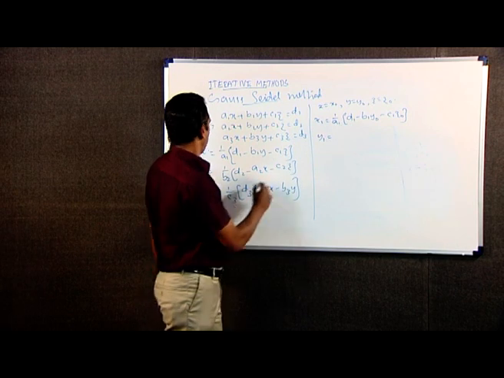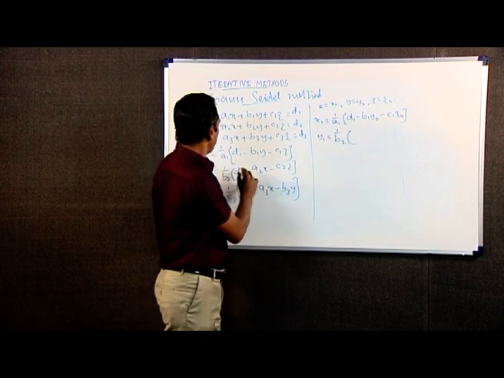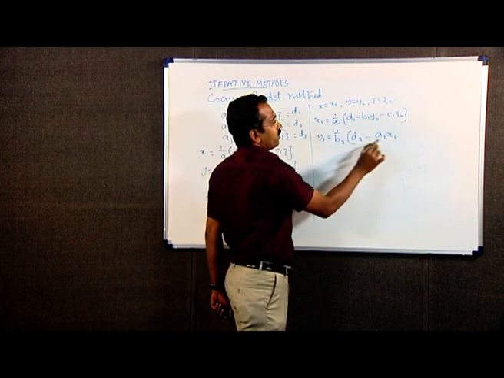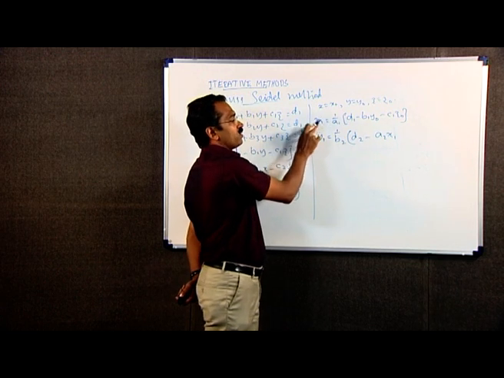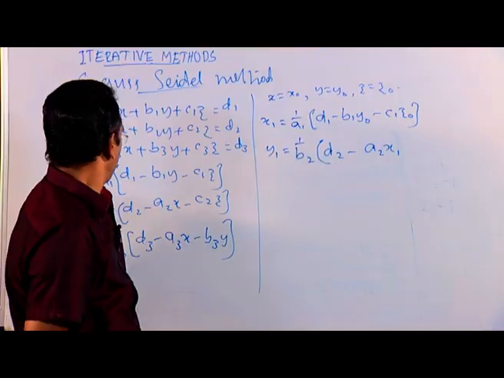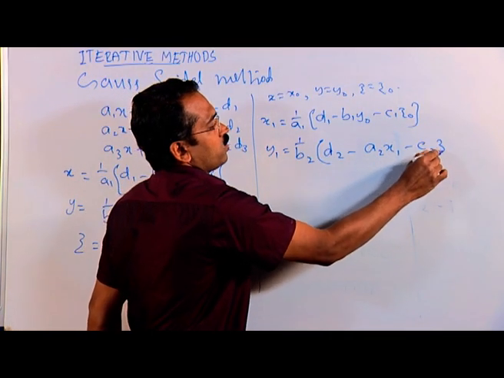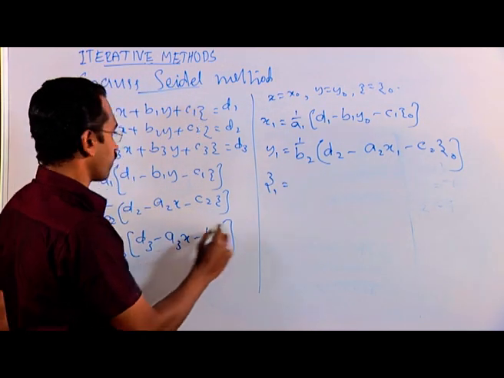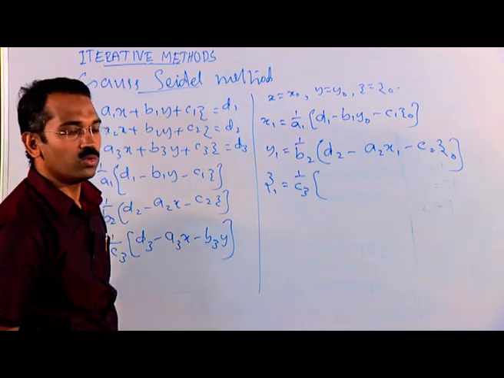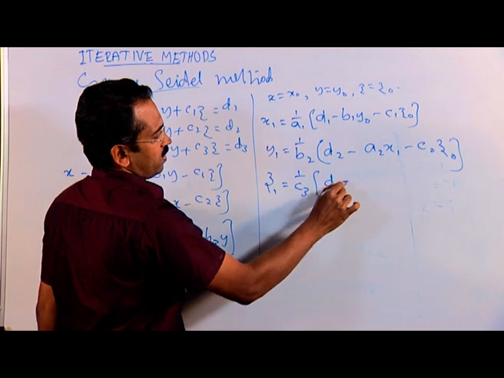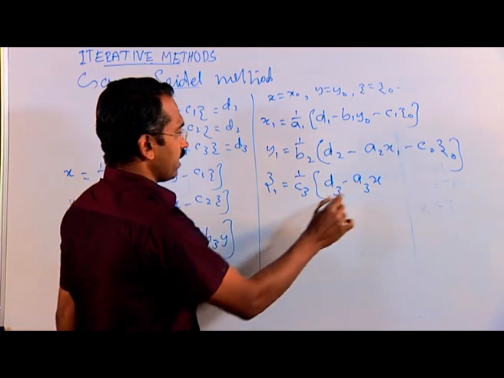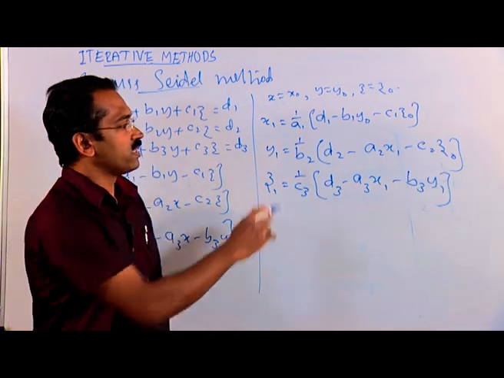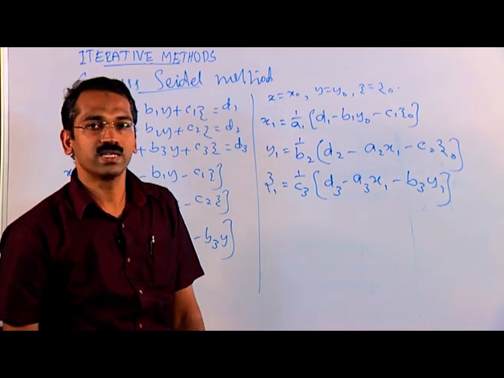y1 is equal to 1 by b2 into d2 minus a2 x1. We will take the new value of x1 in this step, minus c2 z naught, and z1 is equal to 1 by c3 into d3 minus a3 x1 minus b3 y1. These are the approximate values in the first iteration.